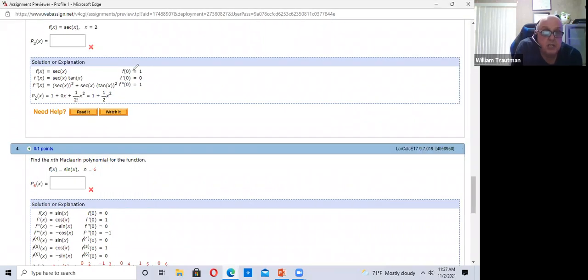And then just like up here, if you look, we don't need this anymore. So our answer is 1 plus this. And don't put factorial in your answer. You do have to take the factorial. 2 factorial is 2. So in your final answer, don't put factorial, actually multiply the factorial out.